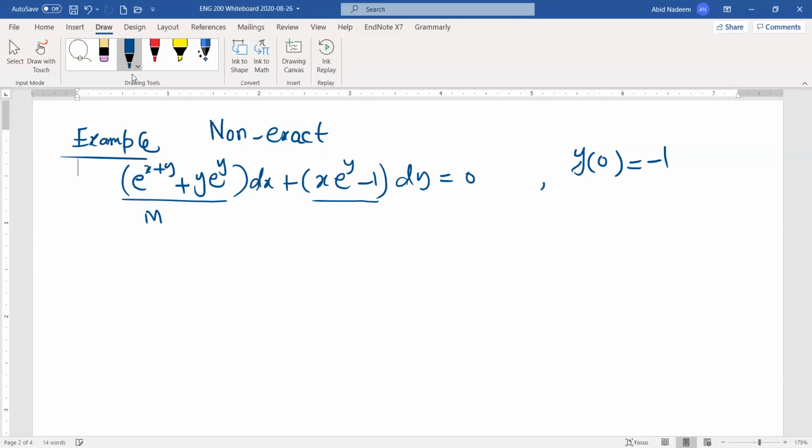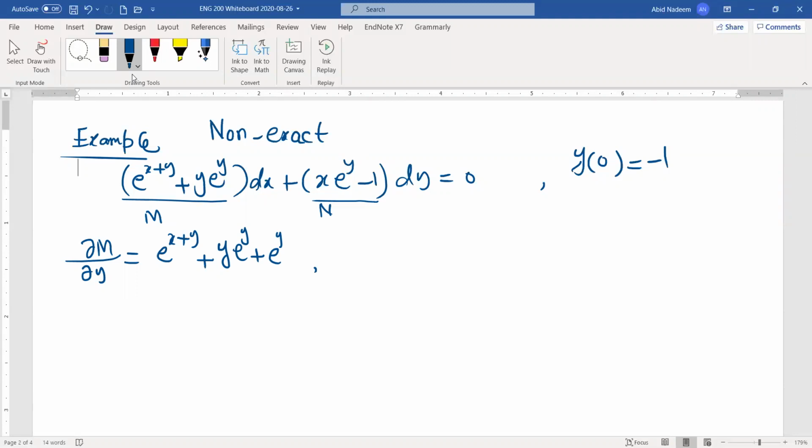So this is M, this is N. Take the partial derivative of M with respect to y. So it will be e power x plus y. From the chain rule, it will be 0 plus 1. So that will be 1. Now take the partial derivative of N with respect to y. It will be y times e power y, and then plus e power y into the derivative of y, which is 1. So this is partial M over partial y.